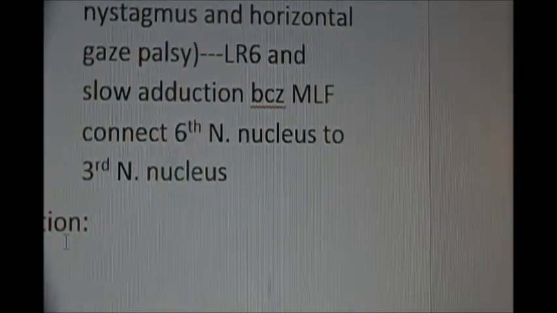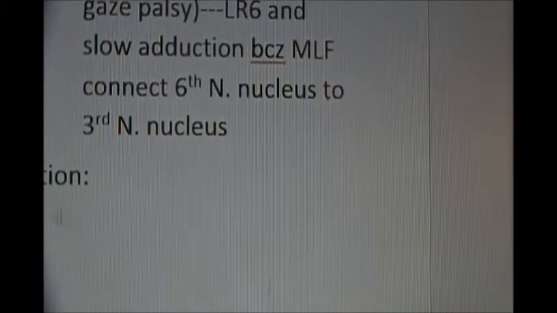There is also a slow adduction. The adduction is a function of the medial rectus. When one eye abducts, the other eye adducts. This is because the medial longitudinal fasciculus connects the abducens nerve to the opposite oculomotor nucleus. So that is also damaged. So the adduction is slow when the sixth nerve is damaged.